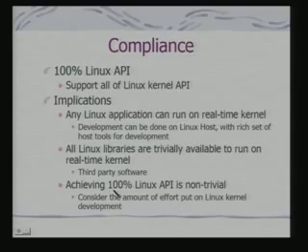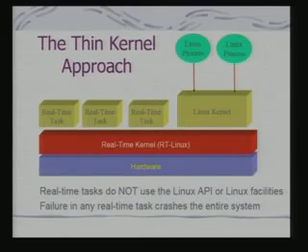But achieving 100% Linux API is non-trivial. Consider the amount of effort put into Linux kernel development which has taken place in a generic fashion. So this is what we are trying to look at as a trade-off of the compliant kernel approach. What could be the alternative? The alternative is a dual kernel approach.